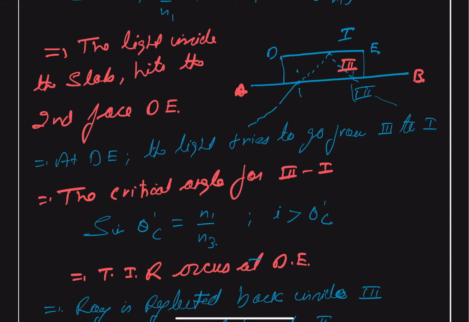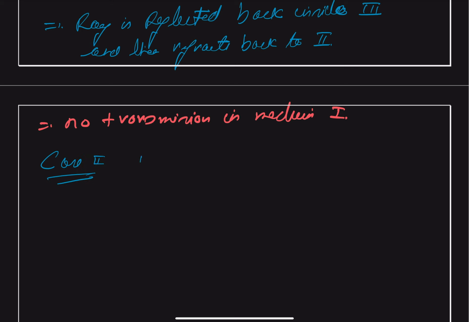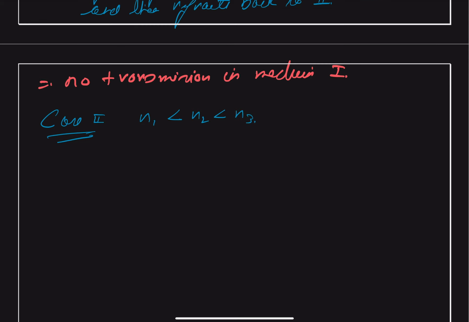We will draw the final diagram later on. So this is an approximate figure. Okay. So therefore we can say that there is no transmission into medium 1. And we have subcase 2, and in this condition n1 is less than n2 and is less than n3. Okay. So here medium 3 is denser than both medium 1 and 2.